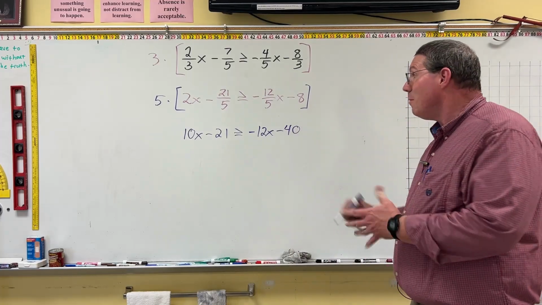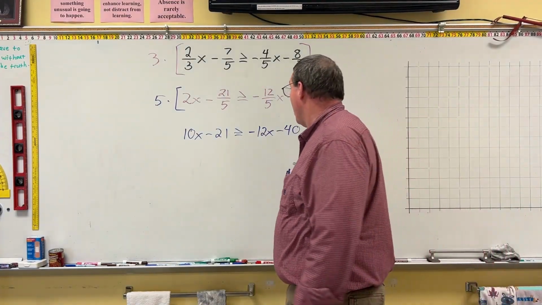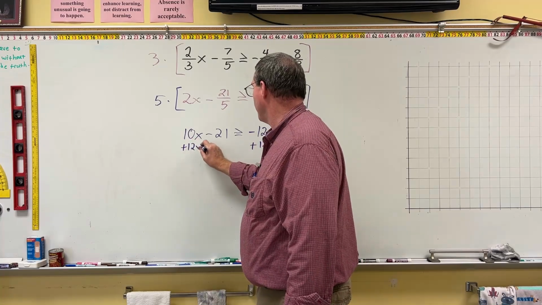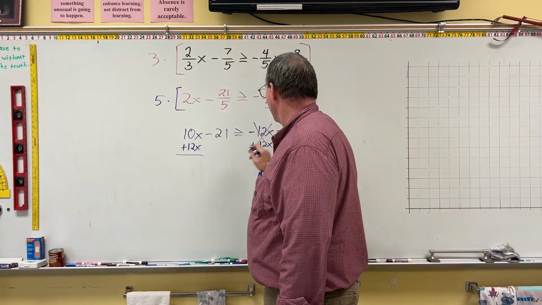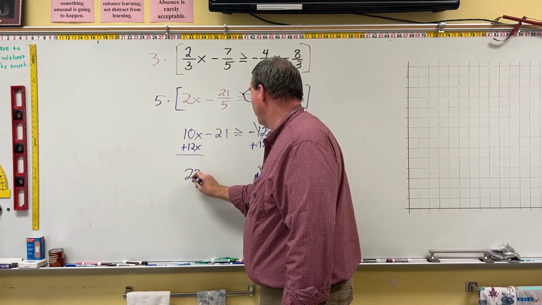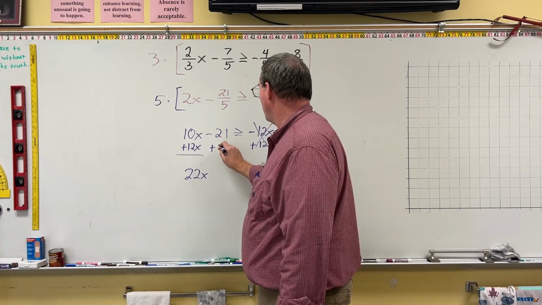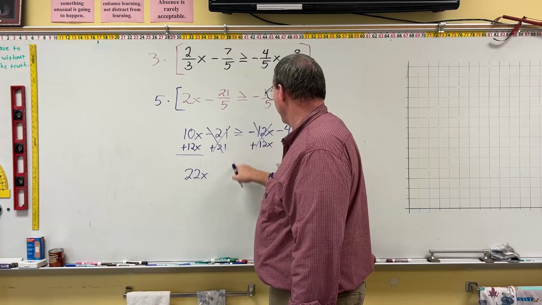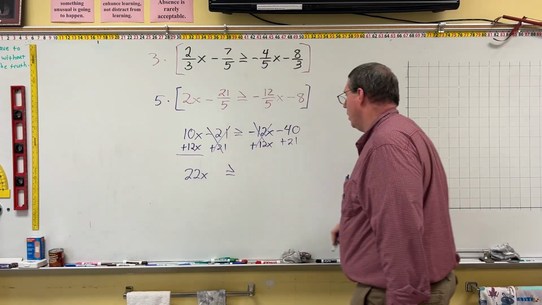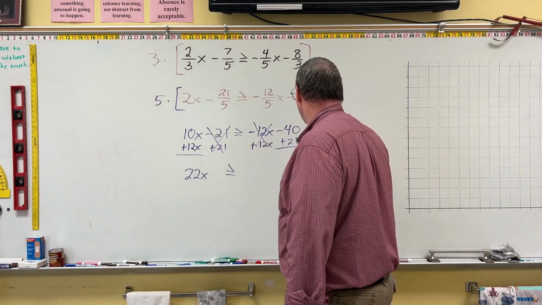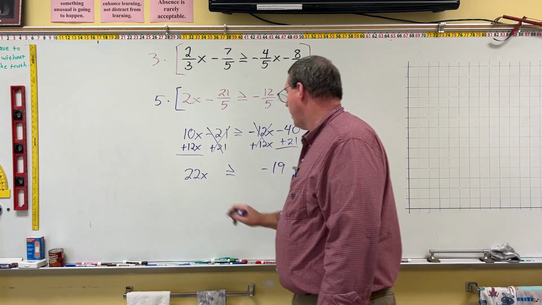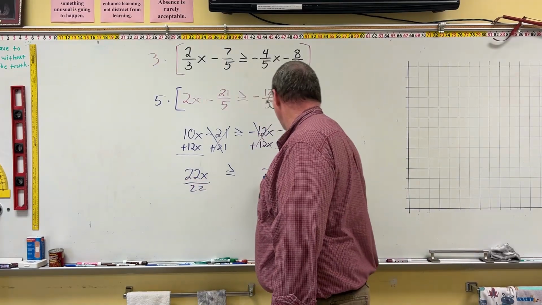Okay? Now it looks like one we did at the beginning of the video. So we're going to add 12x here, add 12x here. That cancels here. 10x plus 12x is 22x. Add 21 here, add 21 here. That cancels over here. Bring down the inequality symbol. And then negative 40 plus 21, that's negative 19. There we go. Now divide by 22 on both sides.